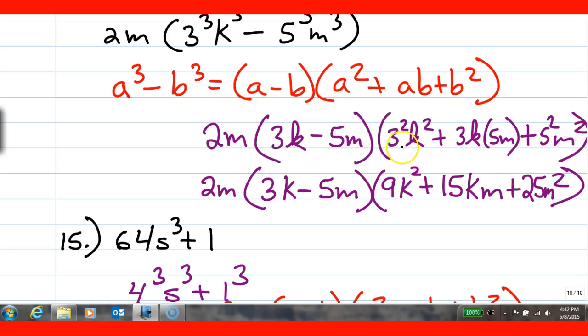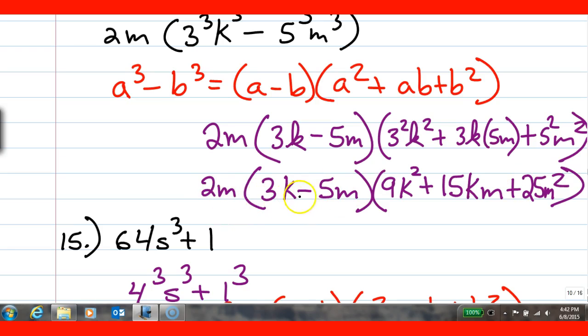Then I'm going to move over and take the a position and square it. So that's going to be the 3 and the k both squared, plus my a times my b in the center, so 3k times 5m, followed by summing whatever's in the b position squared, which is my 5m, both of them squared. Now I just need to come back up to the next row and clean everything up.